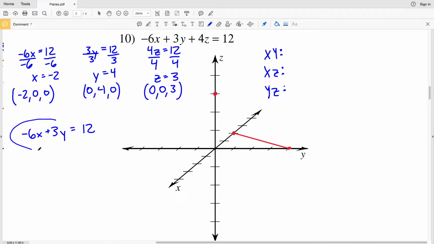However, each of these terms is divisible by 3. So I'm going to divide the left-hand side by 3 and the right-hand side by 3. And let's make that 3 a negative so that we're similar to that answer key. So negative 6 divided by negative 3 is a positive 2. So I'll get 2x plus 3 divided by negative 3, which is negative 1y, so minus a positive y, equal to 12 divided by negative 3, which is negative 4. So 2x minus y equals negative 4 is my trace, xy.